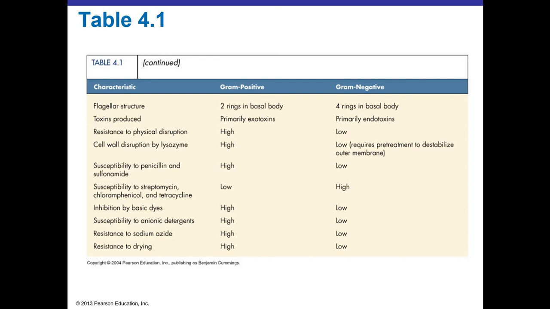We also see that gram-positives are more likely to be on the skin and in the environment because they're more resistant to physical disruption. That is because they have that nice thick peptidoglycan layer, and that also means that things that disrupt that peptidoglycan, like lysozyme, they're going to be more susceptible to things like lysozyme. For antibiotics, gram-positives are more susceptible to penicillin and sulfa drugs. For gram-negatives, this is going to usually be antibiotics like chloramphenicol and tetracycline.